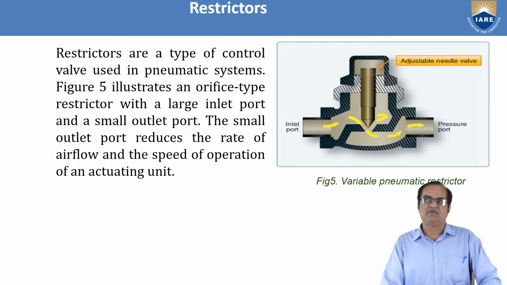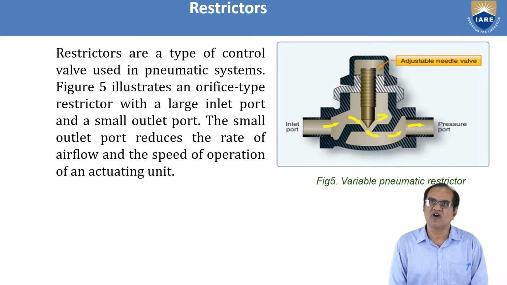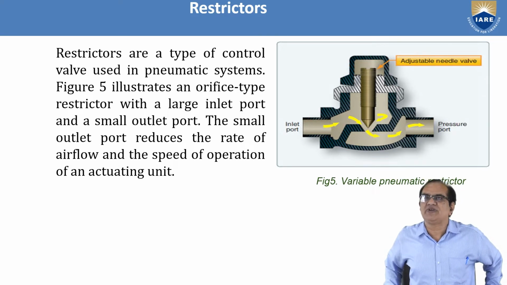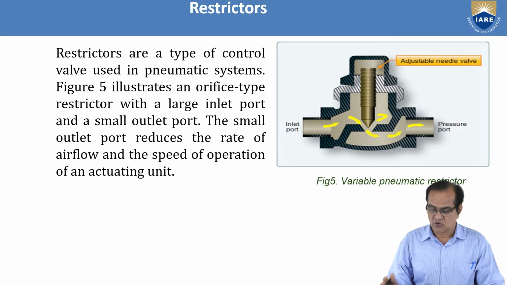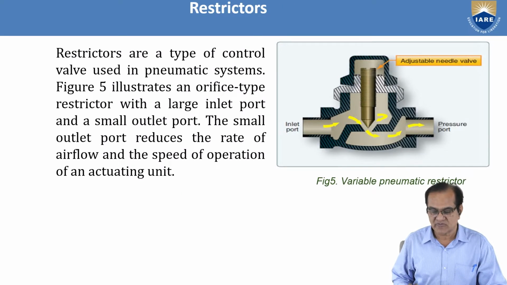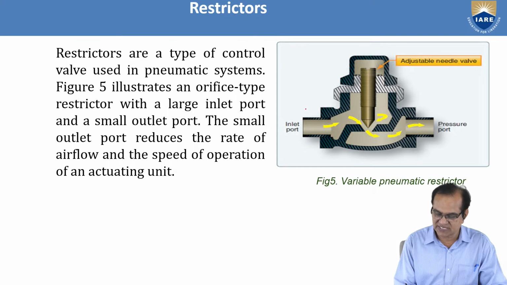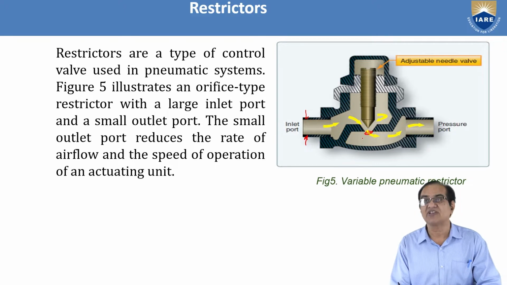Next is the restrictor valve. So these restrictors are also valves. Restrictors are a type of control valves used in pneumatic systems. Figure 5, shown here, a variable pneumatic restrictor, illustrates an orifice type restrictor with a large inlet port and a small outlet port. So here if you see, the inlet is quite big, this much size, and here the size is very small. So it is called a restrictor.